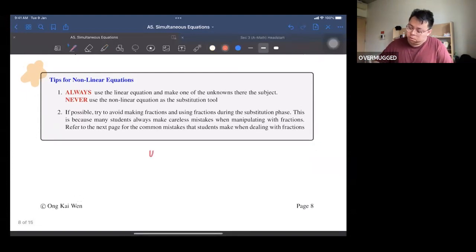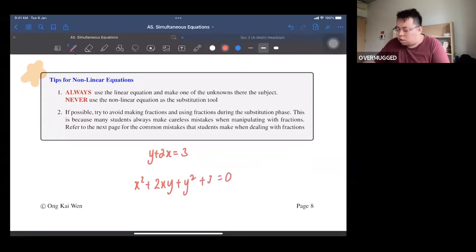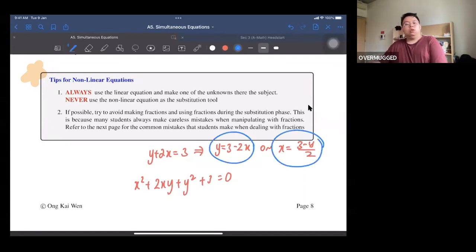So let me write 2 equations for you. y plus 2x equals 3, and let's say I have a new equation like x squared plus 2xy plus y squared plus 3 equals 0. And I ask you to do a substitution like this. When I want to do a substitution like this, I have two choices. It's either I do y equals 3 minus 2x, or x equals (3 minus y) over 2. Now let me ask you, which one is easier? This one or this one? Obviously it's this, right? Because it's a linear equation. Why would you throw a fraction in? If you can avoid the fraction, please try to avoid it, because it's so difficult. If you throw it in, you must remember so many rules.